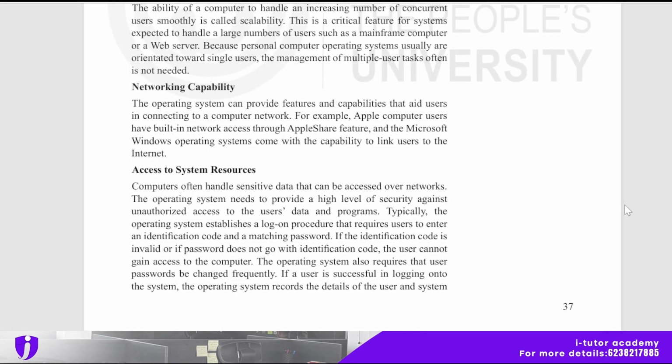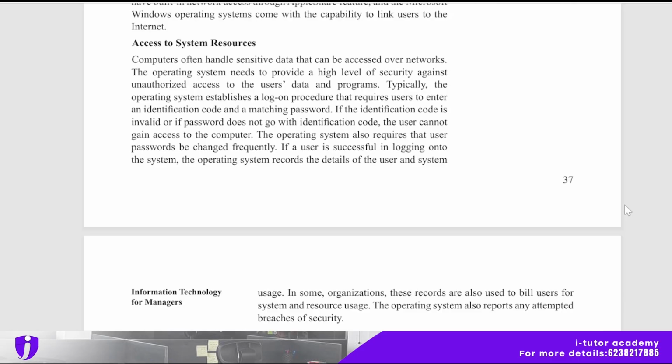Access to system resources. Computers often handle sensitive data that can be accessed over networks. The operating system needs to provide a high level of security against unauthorized access to the user's data and programs. Typically, the operating system establishes a logon procedure that requires users to enter an identification code and a matching password.